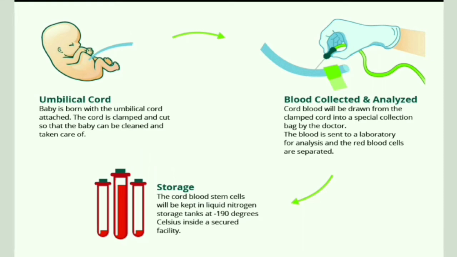This diagram shows the umbilical cord stem cells. When a baby is born, the umbilical cord is attached to it. The umbilical cord is cut, and the blood is collected from it. The stem cells are present in the blood. These are further stored in liquid nitrogen at a temperature of -190 degrees Celsius.